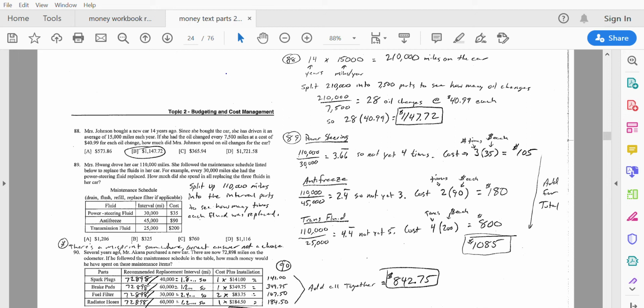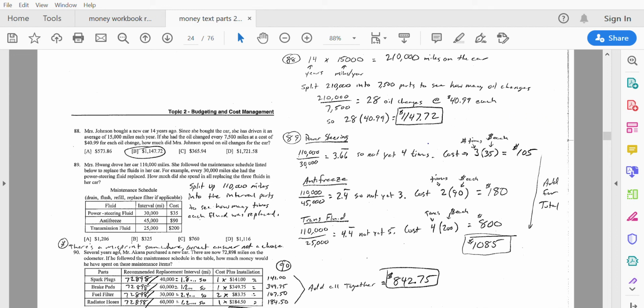There is actually a couple ways of doing this. Let's look at the way I did, and I'll maybe just explain a different way. So what I did is she drives 15,000 miles per year, and she's done that for 14 years. So that equals 210,000 miles. Now she gets an oil change every 7,500 miles. So we got to split all those miles up into groups that are 7,500. So we divide. We take the 210,000 divided by 7,500, and that gives us 28 oil changes.